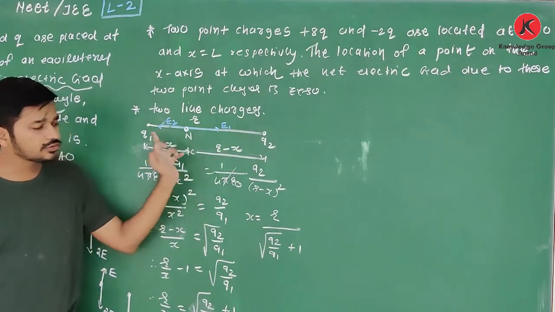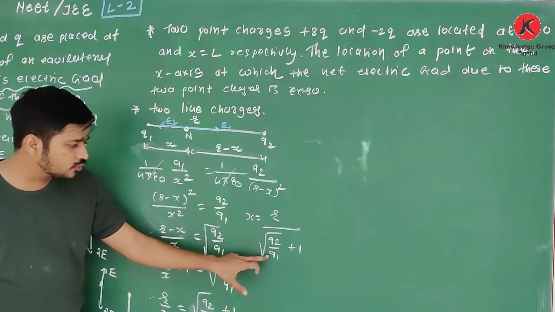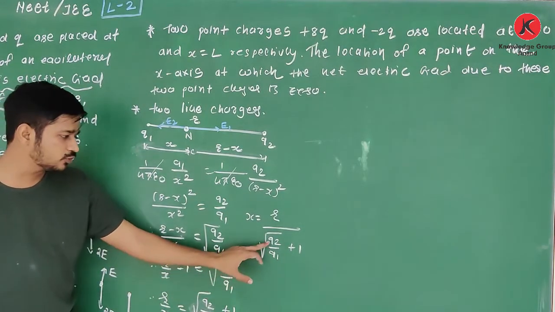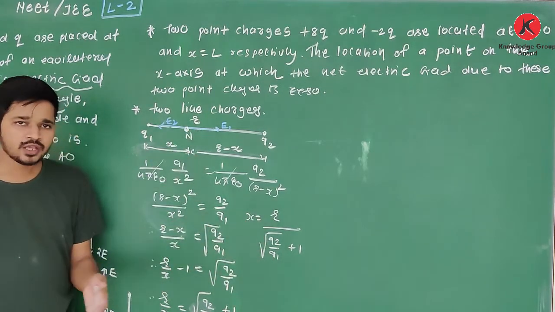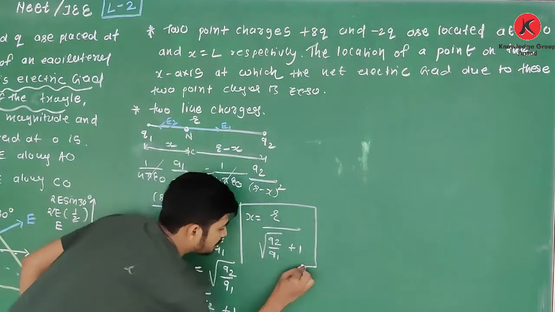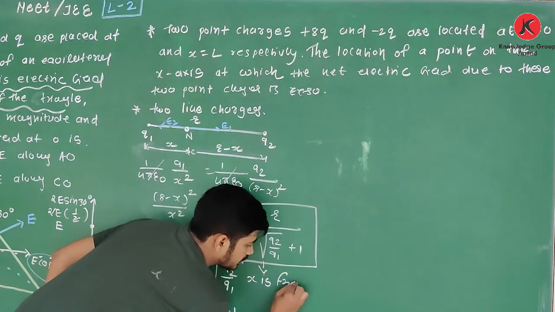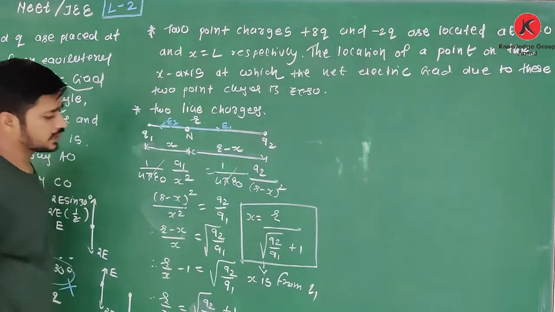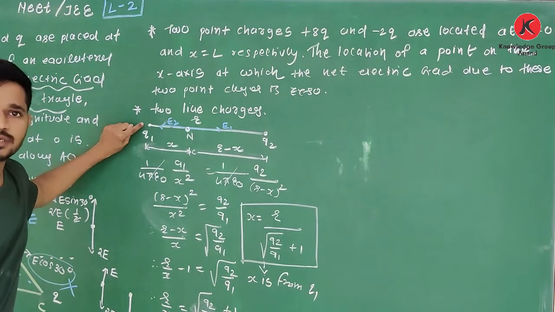If the two charges are equal, meaning their magnitude is the same, then Q2 upon Q1 is 1. 1 plus 1 is 2, so x is R by 2, exactly the midpoint. So yes, this equation you have to remember. And this distance x is measured from Q1. Clear about this?